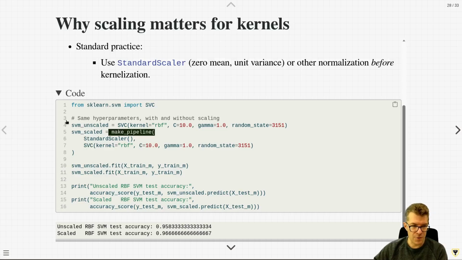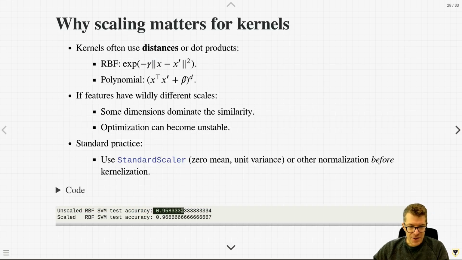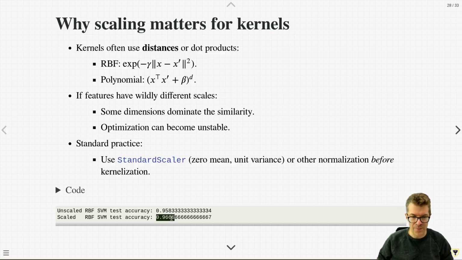And then we just do a fit and we do the accuracy scores. The difference here is not huge. So the unscaled RBF SVM test accuracy is 95.8, and the scaled RBF SVM, everything else being the same, is 96.7. Again, these differences are pretty small. A machine learning person, especially in the 2010s, would see this to be a tremendous gain.